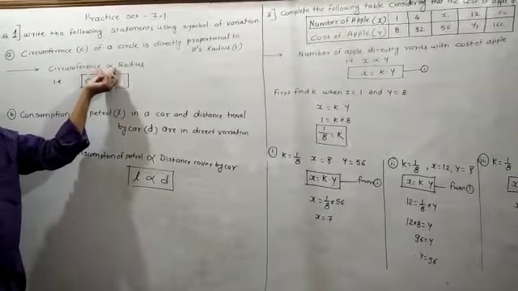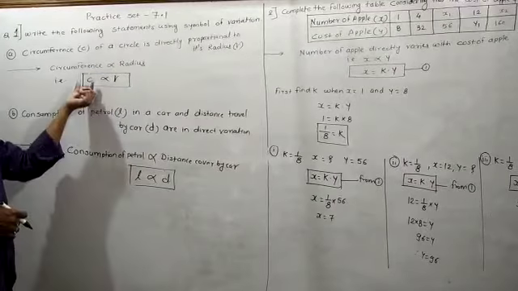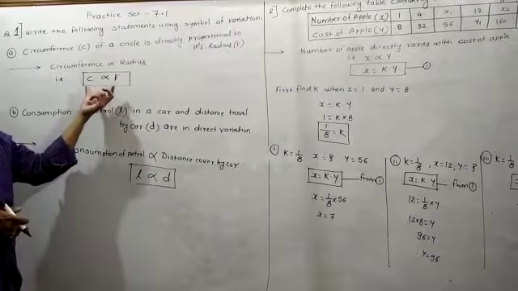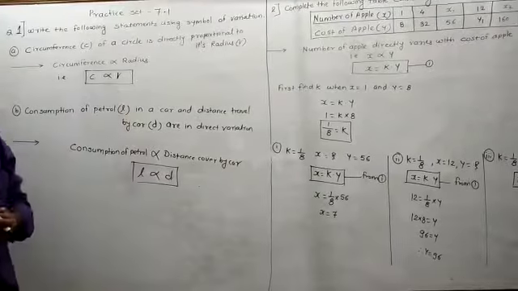The circumference of the circle directly varies with the radius, and I will say that C is directly proportional to R. Symbolically, you have to represent this like this: C is directly proportional to R.